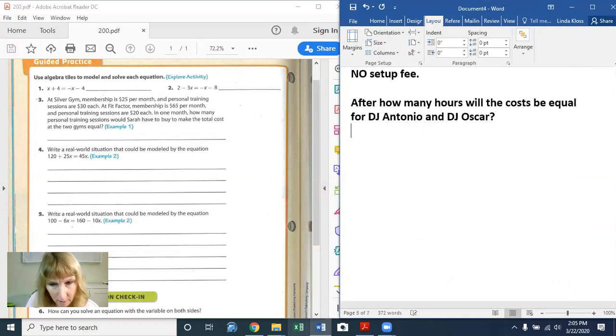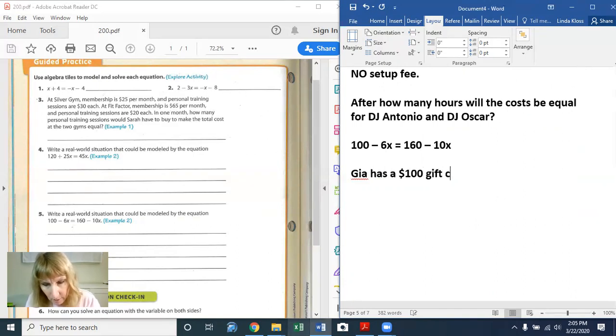This one says, write a real world situation for 100 minus 6x equals 160 minus 10x. So we have two separate expressions on either side of the equals. We're going to say that Gia has a $100 gift card. Now notice how this is a subtraction. And for Starbucks, each day she buys a $6 cappuccino.